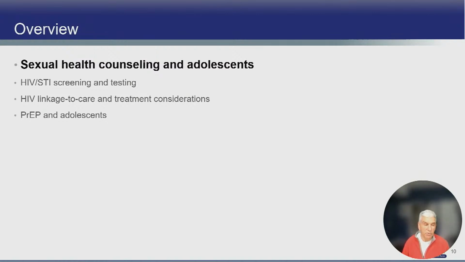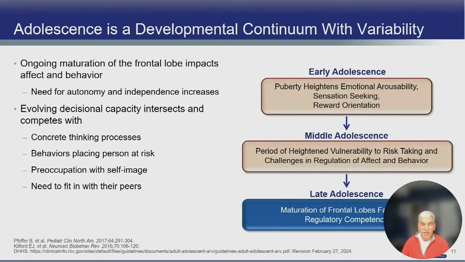Let's talk about how we would approach talking to them in sexual health counseling. We know that adolescence is a developmental time with a lot of variability. Two 14-year-olds are not the same. There's an ongoing maturation of the frontal lobe which impacts affect and behavior. The need for autonomy and independence increases. And so this creates demands on decision-making process, concrete thinking, behavior, understanding what risk is, understanding exposure and vulnerability.